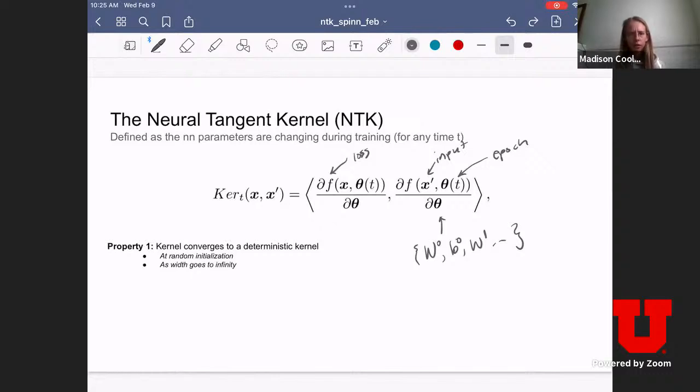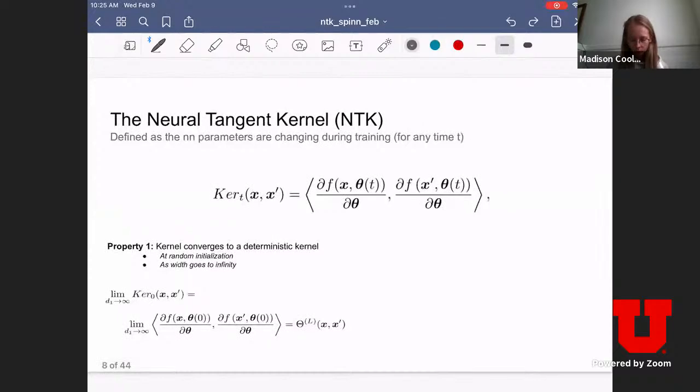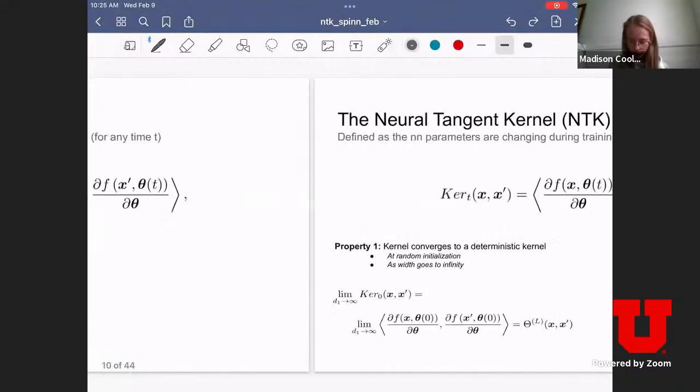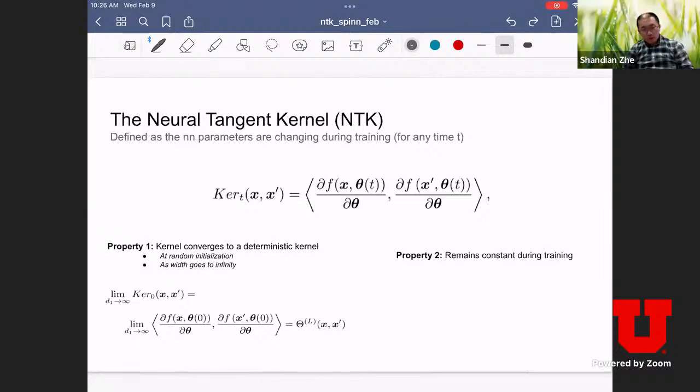I believe they use this kernel to derive the kernel for the GP. Oh, no, sorry for the confusion. They do use this kernel as the Gaussian process kernel. And they show that it's deterministic, and that it remains constant during training. Does that answer your question? I don't think so.